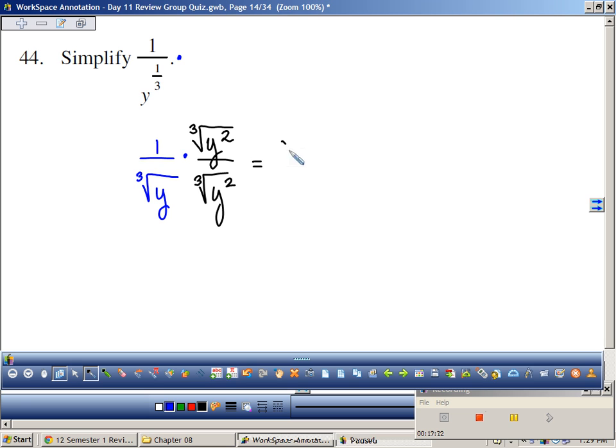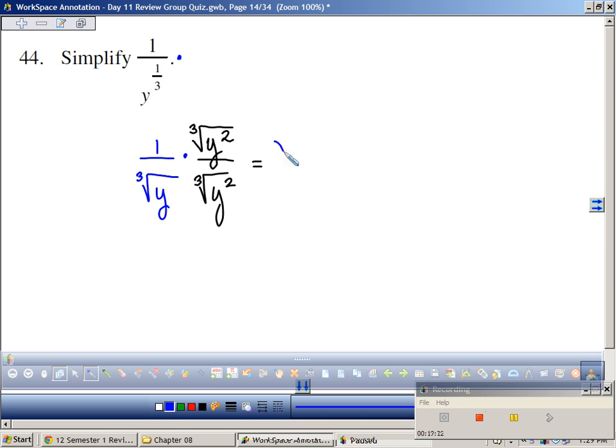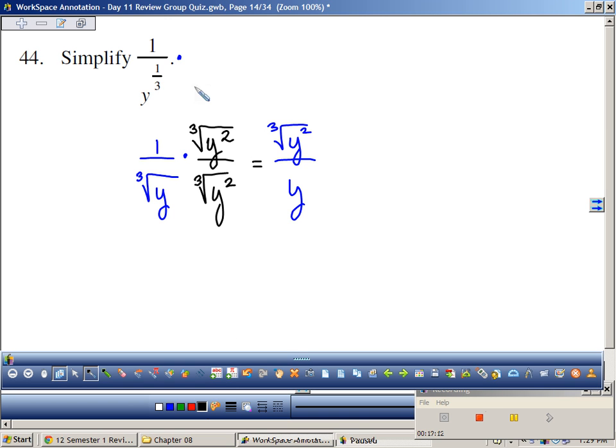So, in the numerator, I would get... I meant to change my color. In the numerator, I would get... I can't take anything out, but what about this one? You get y. I get y. Let's do this one. What would I multiply this one by? Do you guys know?